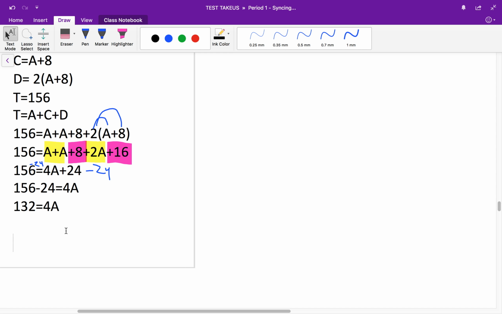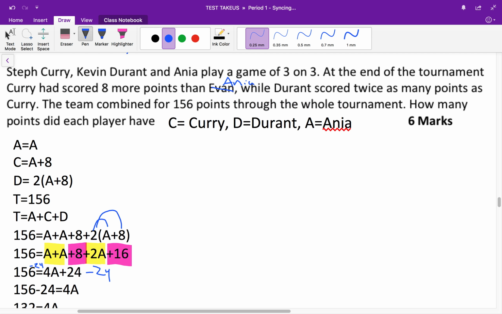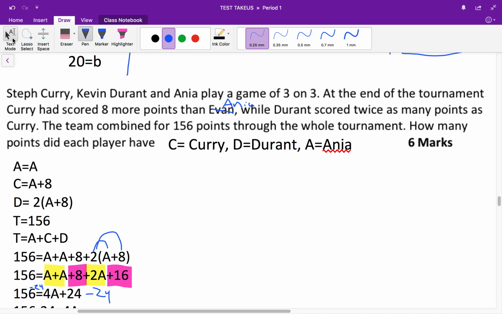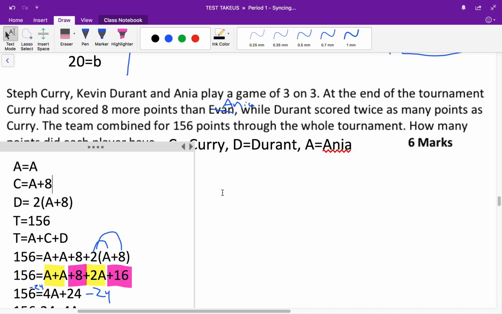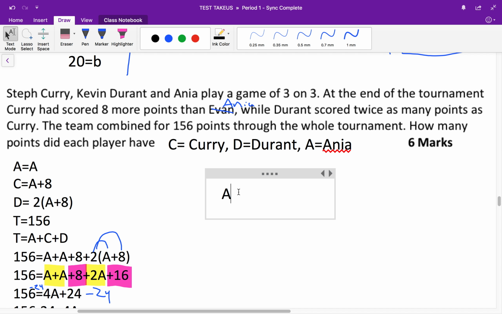Then we'll have to divide both sides by 4. So we're going to get 33 equals A. So divide both by 4, both by 4, away we go. So A, we know that A equals 33 now. Okay, let me type here. So A equals 33.